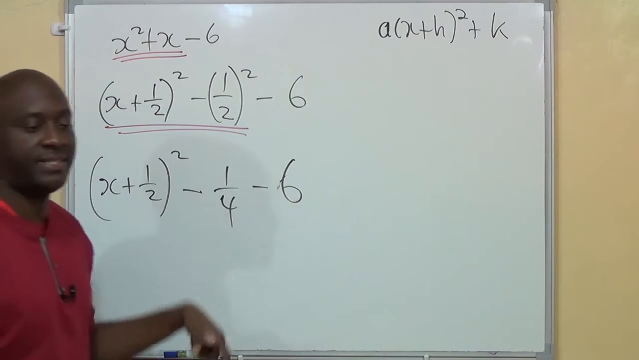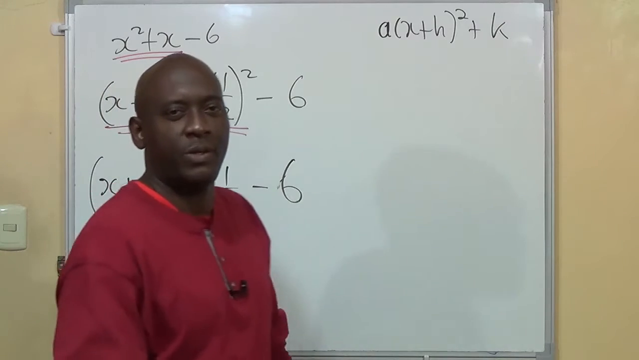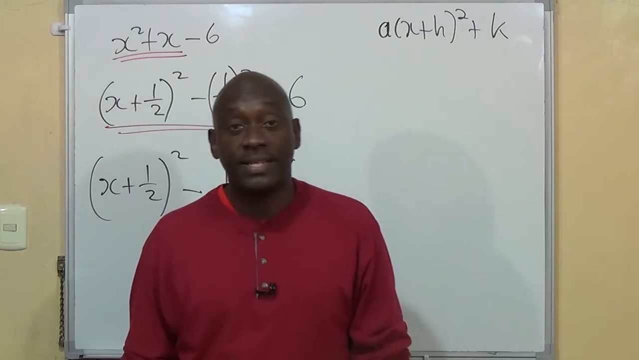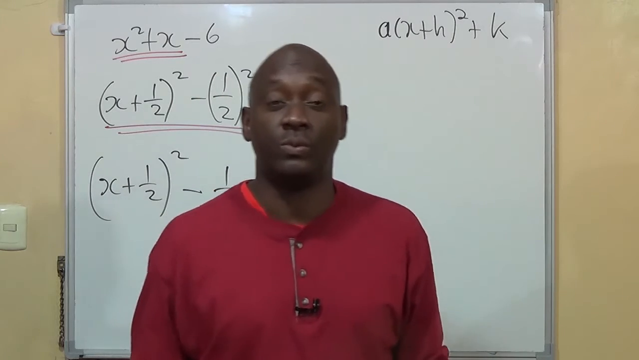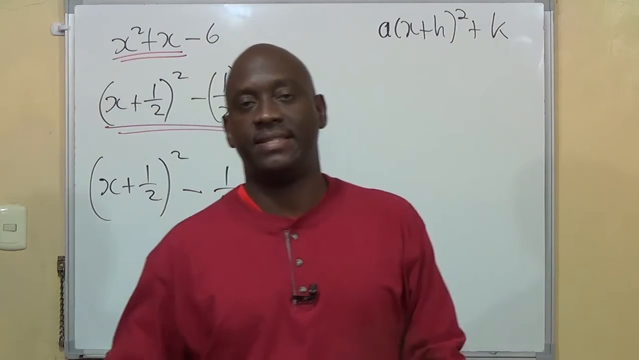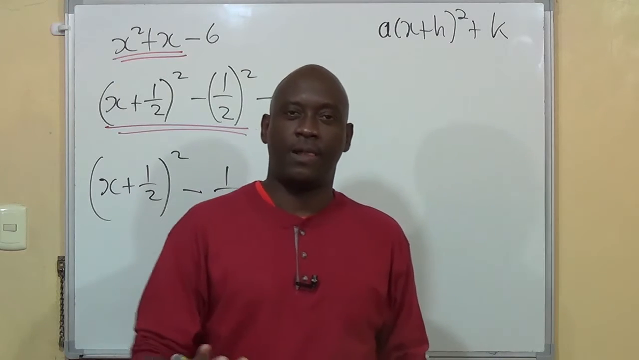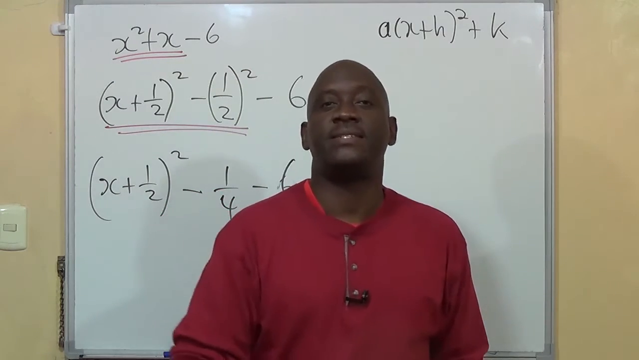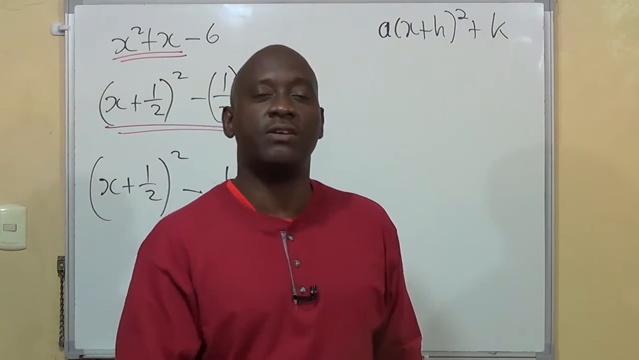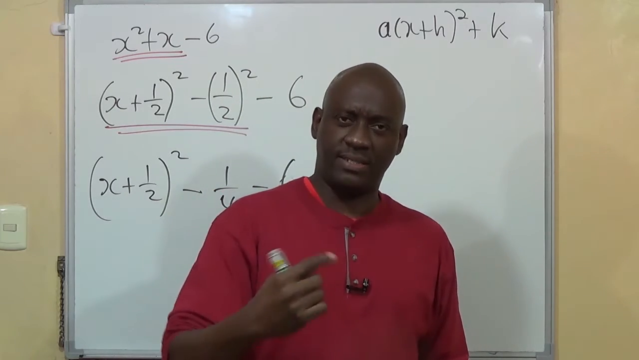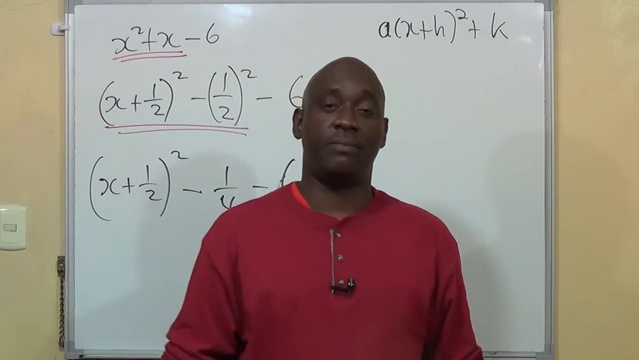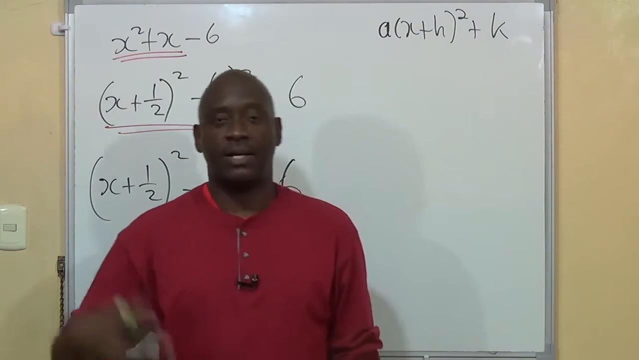We could express 6 as any improper fraction. We could say 6 is the same thing as 6 over 1, or 12 over 2, or 18 over 3, or 24 over 4. We could say 6 is 600 over 100, or 6,000 over 1,000, or 6 million over a million, and so on.